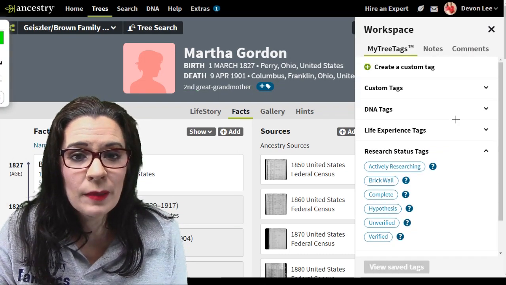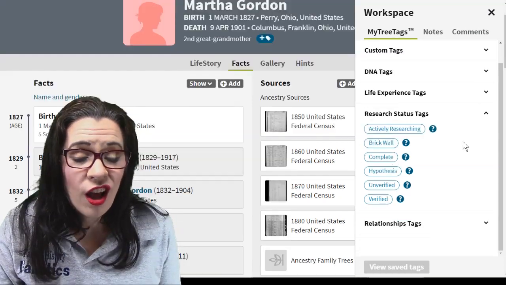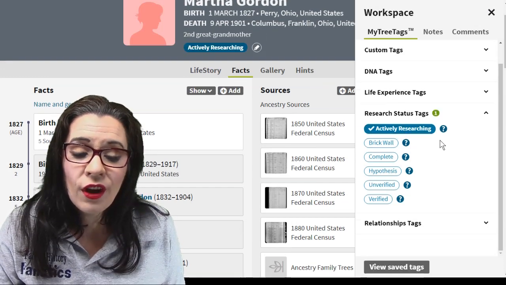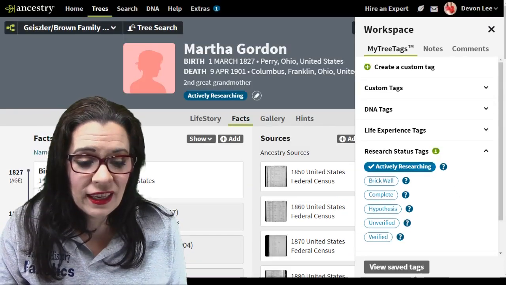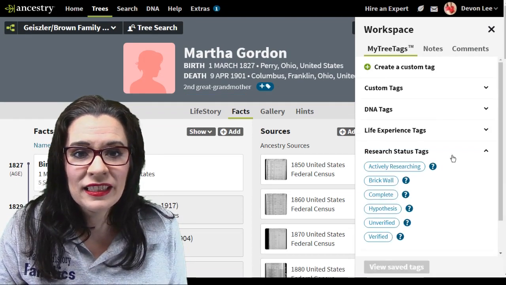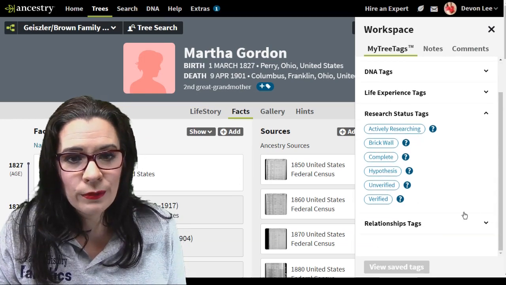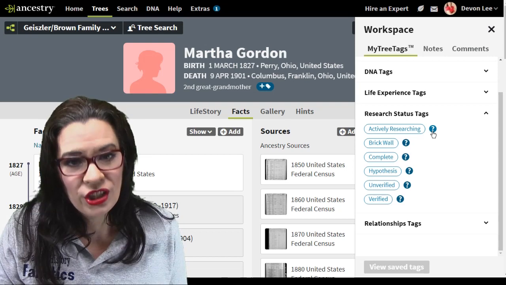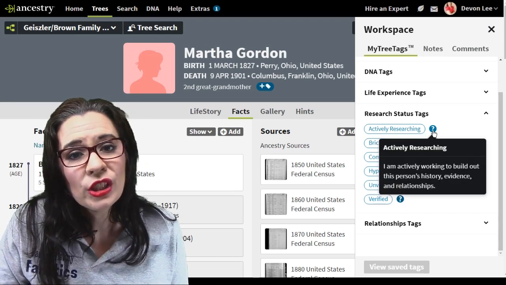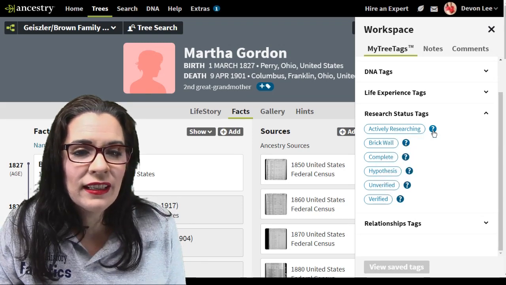When your workspace pops up, we have all of these available tags. All I have to do in order to add a tag to a person is click on that terminology. And if I don't want it in the future, I can click on View Saved Tags and then hit the X to make it disappear. The other thing I want to point out before we start going through the tags is the little question mark. This is a help field. It is designed to help us know what these tags mean. We'll come back to that in a little bit.